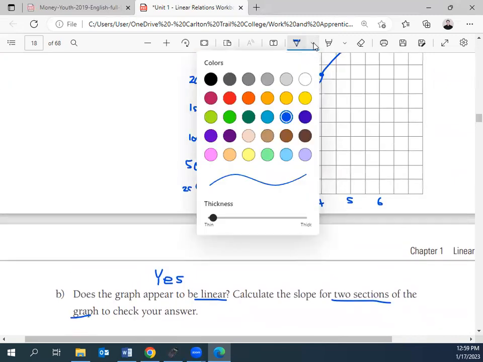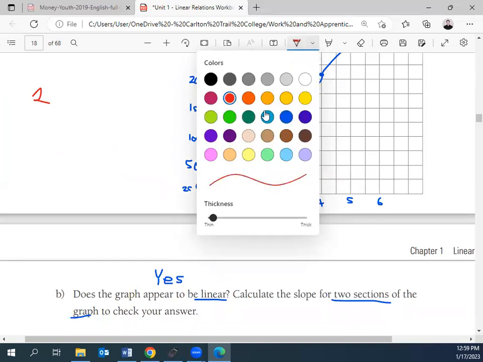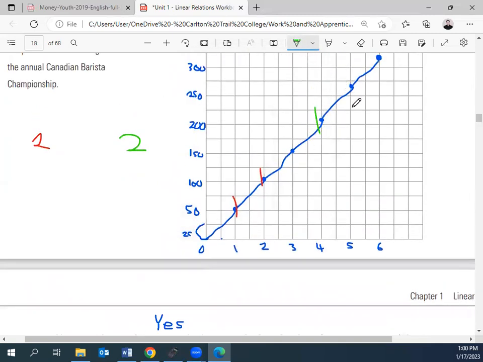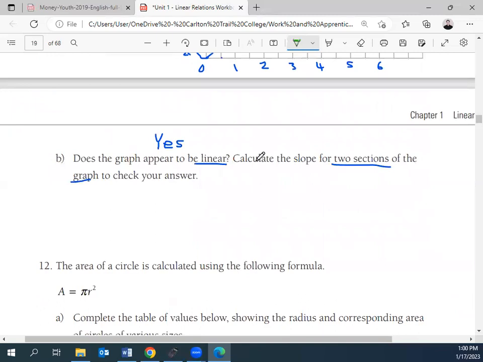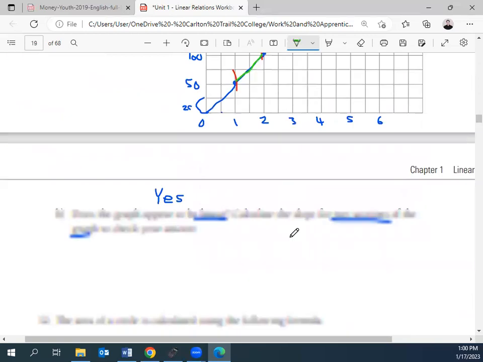What that means is, just as an example, let's say section 1 here, I want to figure out the distance between these 2 points. And then section 2, I want to figure out maybe the distance between these 2 points. That's what that's asking you to do. If this line is the same for both of them, has the same slope, you know that the entire graph is straight. That's what it's asking you to do when it says calculate the slope for 2 sections of the graph. So if it's asking you to prove that it's a straight line, you're taking 2 sections, you're making sure the slope's the same.